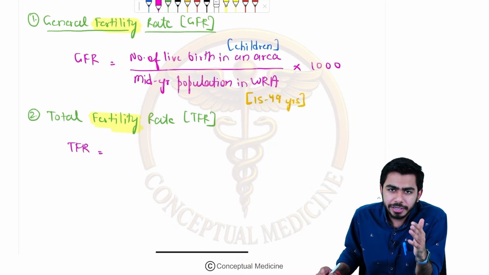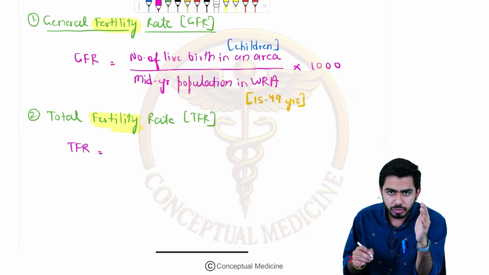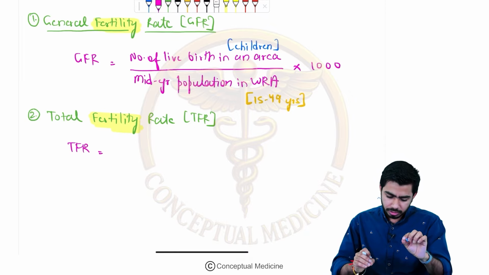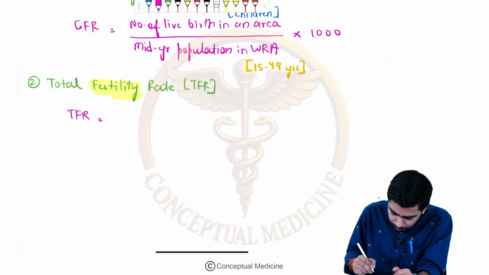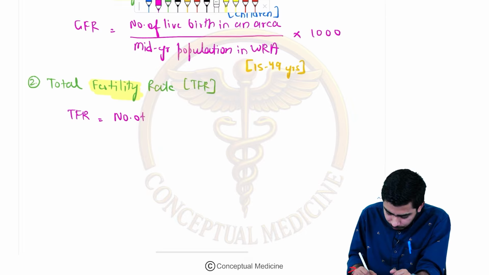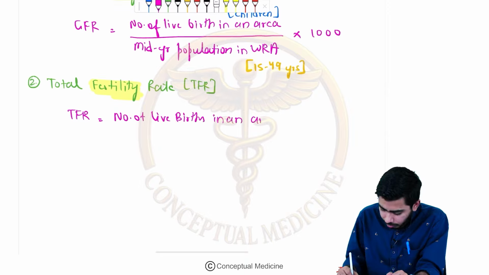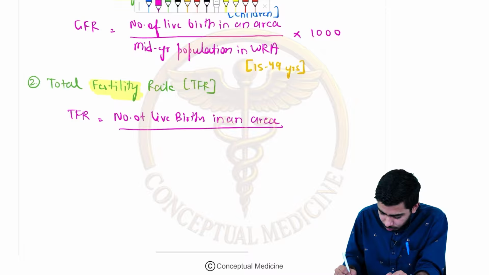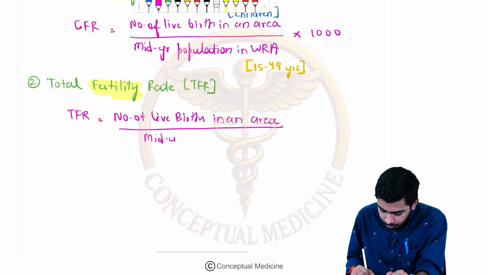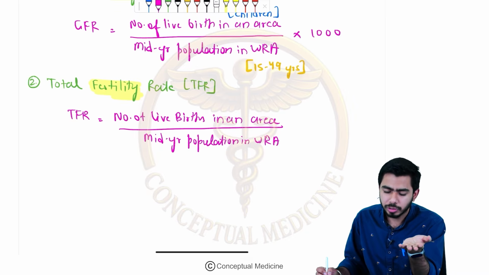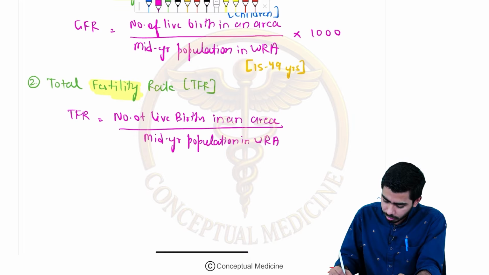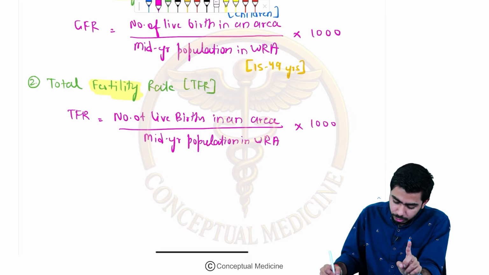So let's talk about the total fertility rate, guys. If you talk about the formula of the total fertility rate, the numerator will be the same as the general fertility rate, but we will add one thing over here. The numerator is the number of live births in an area, obviously. Numerator will be the same. Mid-year population in women reproductive age group, I know the age group I am talking about. I told you already, it is 15 to 49 years, multiplied by 1000, but there is a main thing I'm going to add over here.